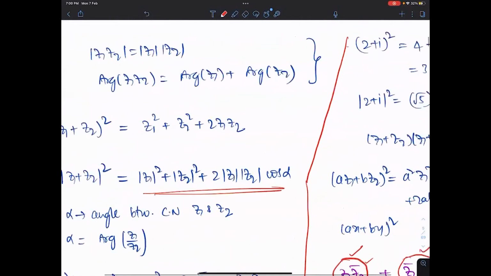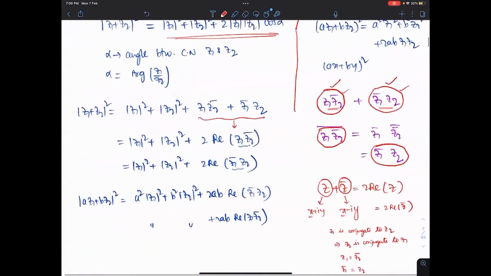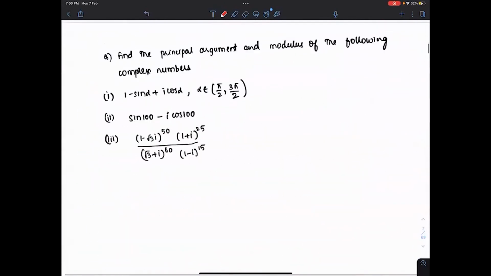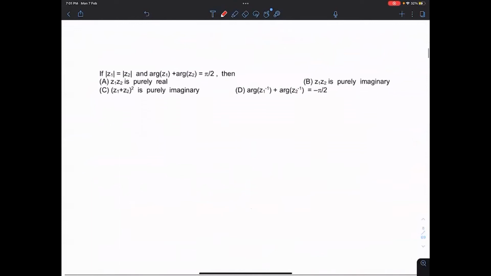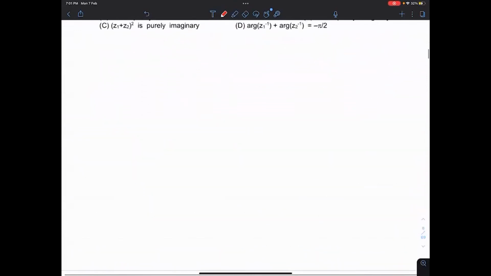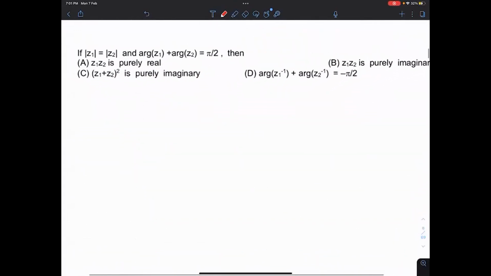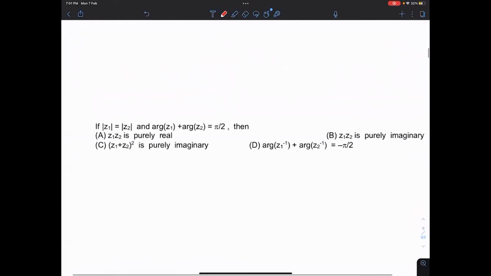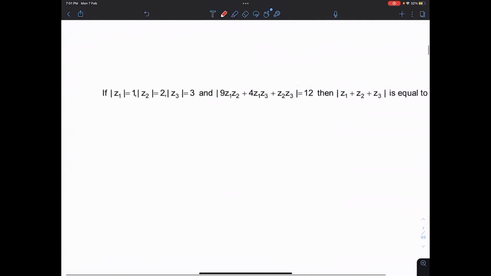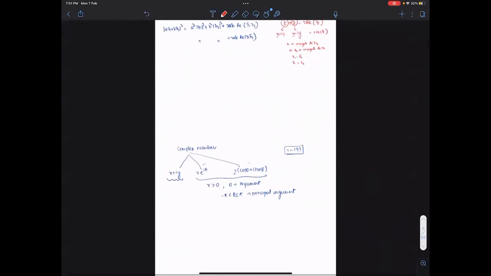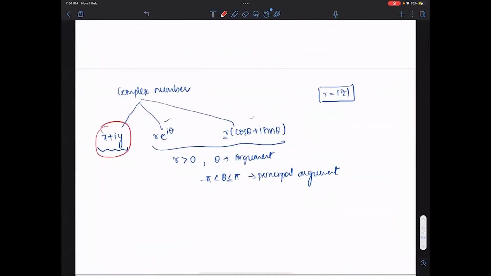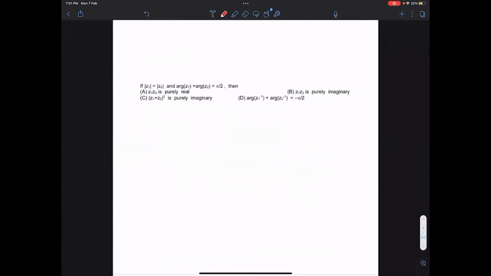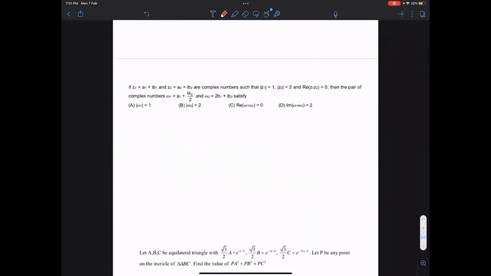Fine. Let us use all of them in some questions. So normally there is one more point which I wanted to explain through questions only. See, normal issues are these only in complex numbers: when to use which one? We'll address this issue through questions.